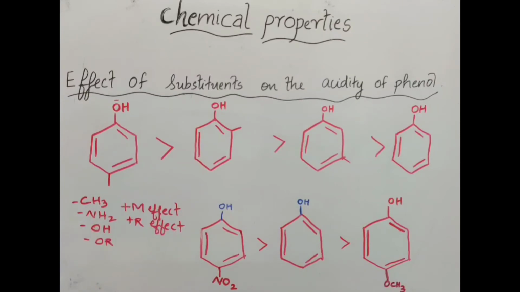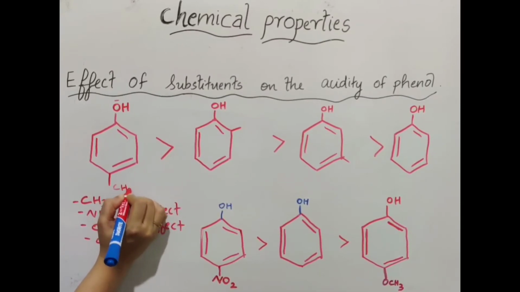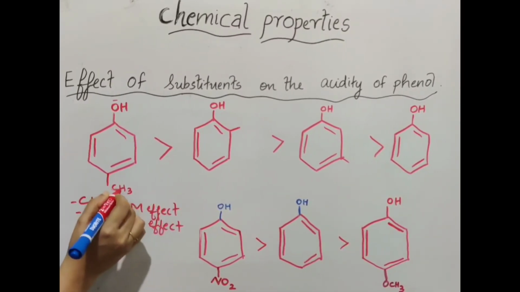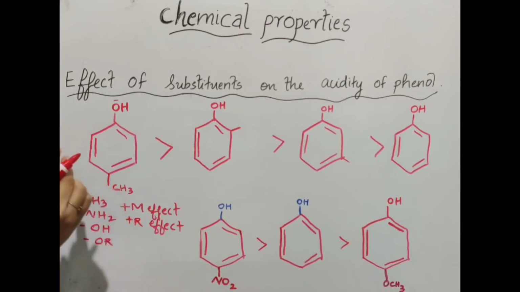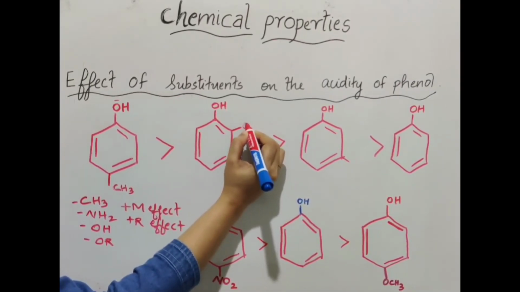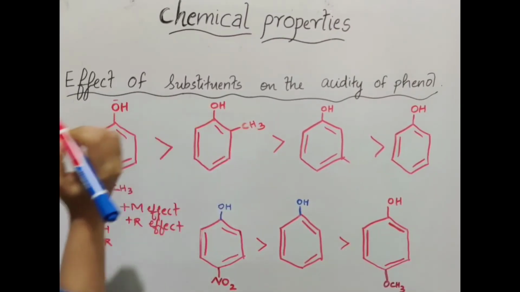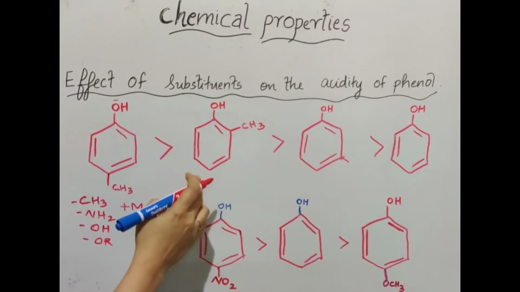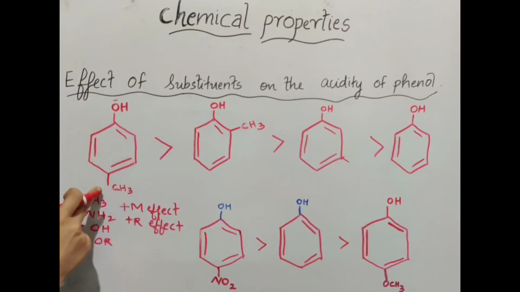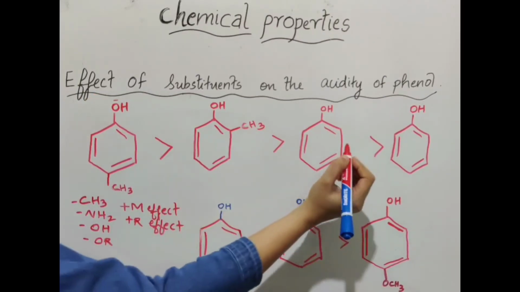Let us discuss the example. CH3 as a substituent at the para position, you can call it paracresol. And here CH3 at the ortho position, that is orthocresol. Paracresol, orthocresol, and finally metacresol.